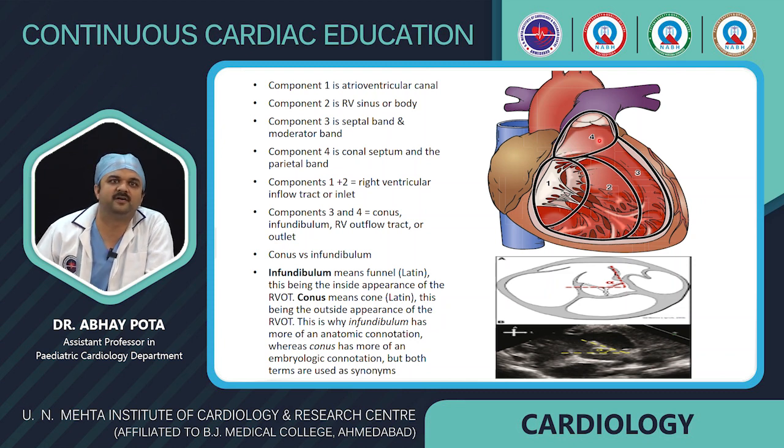Components 1 and 2 make up the right ventricular inflow tract or inlet. So this one is the inlet or inflow tract, the RV inflow tract. Components 3 and 4 make up the conus infundibular RV outflow tract or outlet. They go by multiple names, but what we mean when we say RV outflow tract is basically this much part. This is the RV outflow tract.